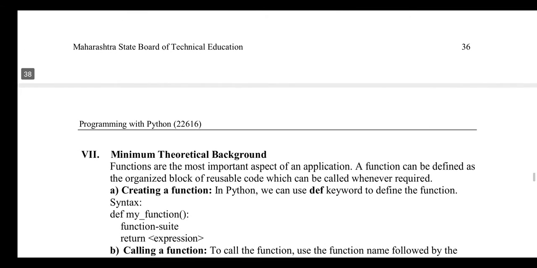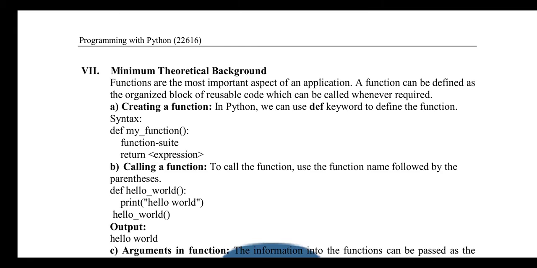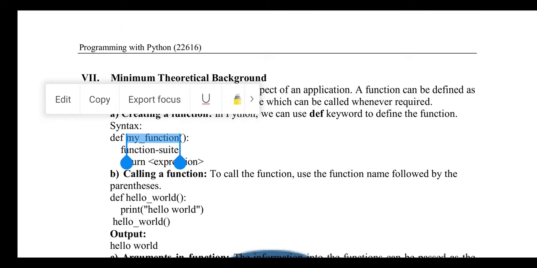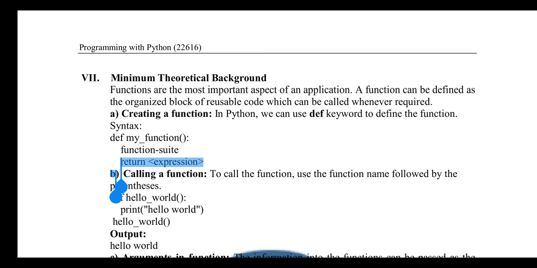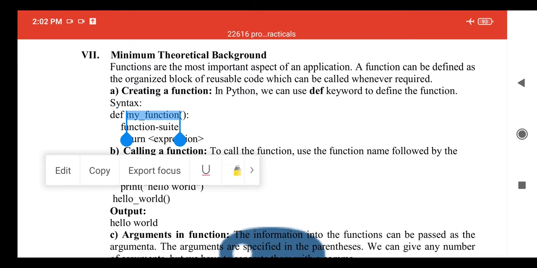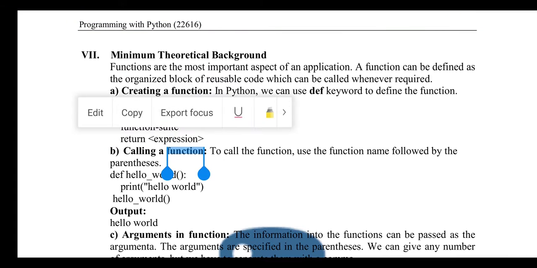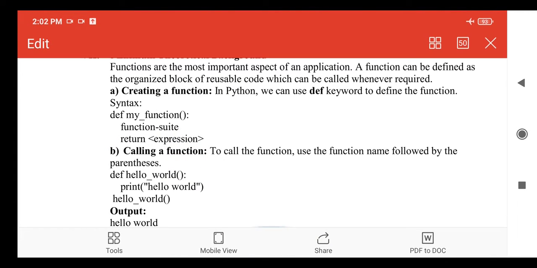Now I'm directly going towards the theoretical background which is required to perform this practical. Functions are the most important aspect of an application. A function can be defined as an organized block of reusable code which can be called whenever required. So how to create a function? See this syntax. Here we are using the def keyword, then the function name, and after that an opening parenthesis and closing parenthesis.